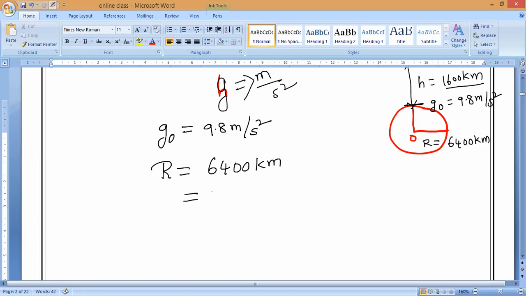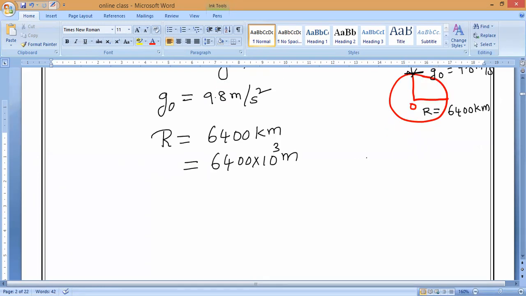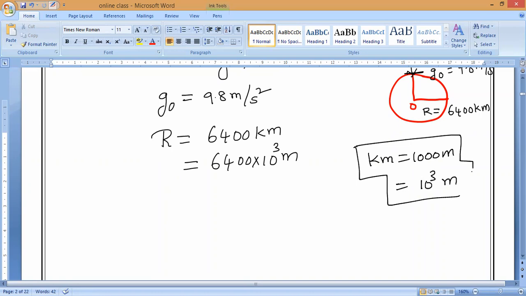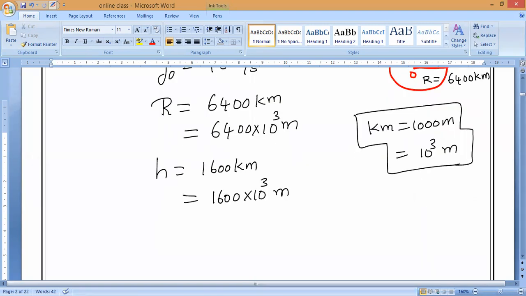Which is equal to how many meters? 6,400 into 10 power 3 meters, because 1 kilometer is equal to 1,000 meters. So this 1,000 we can write as 10 power 3 meters. In the same way, height H is 1600 kilometers, which we can write as 1600 into 10 power 3 meters. Are you clear? Any doubt in this, you can ask me.